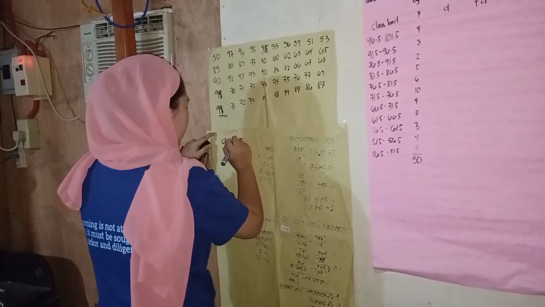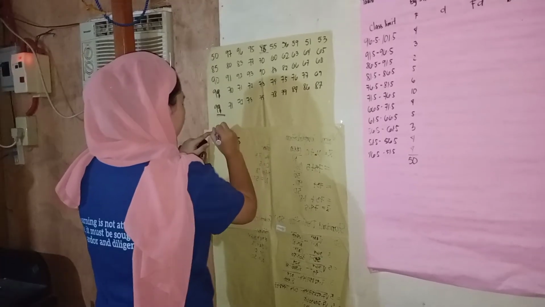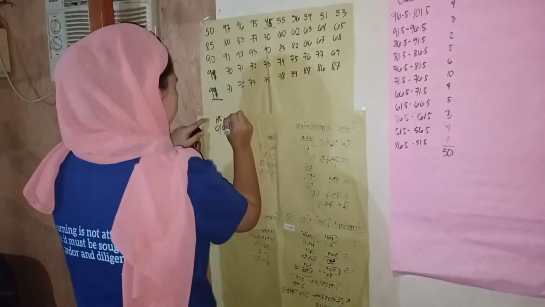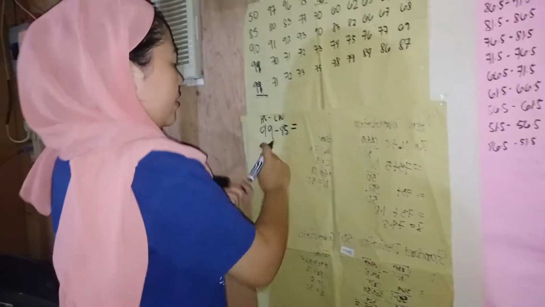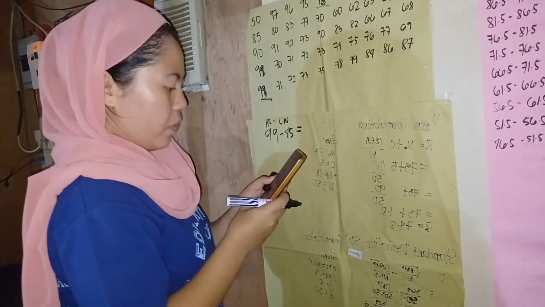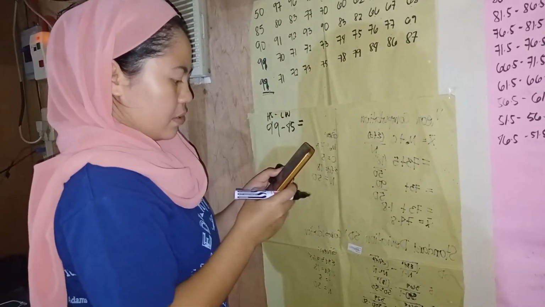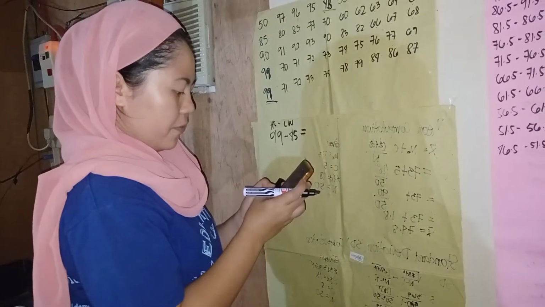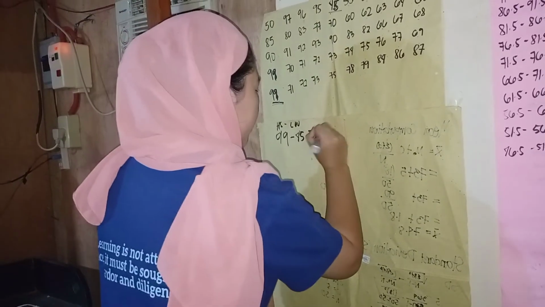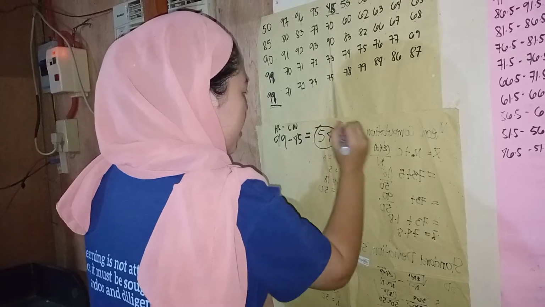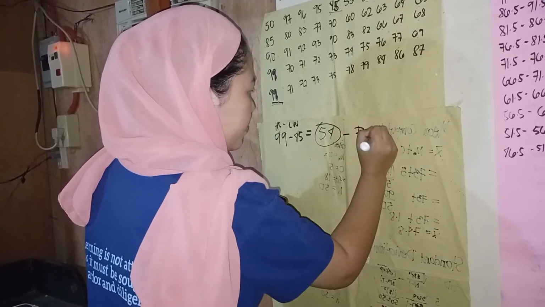So we need to subtract our lowest score from our highest score. 99 minus 45 equals 54. So, our range is 54.